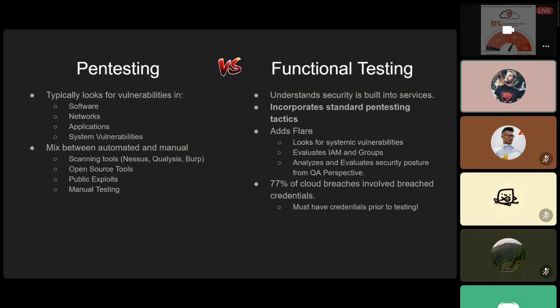So now it's going to be going up against functional testing, okay? Functional testing is pen testing, but it adds some cloud flair, right? We incorporate those standard pen testing tactics, but we add a little bit of cloud spice, okay? So it looks for those systematic vulnerabilities in the cloud, and it's going to be proprietary to those cloud providers. You can't evaluate systematic vulnerabilities on Azure the same way you would in AWS or Alibaba, IBM, rinse, lather, repeat, you understand.